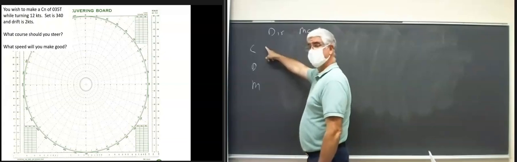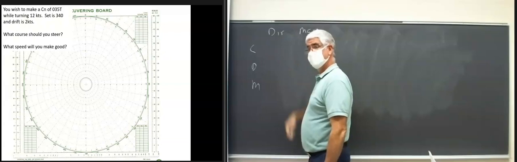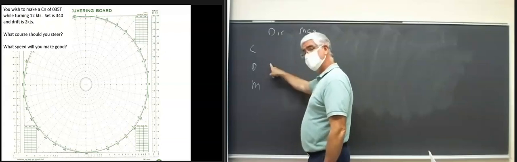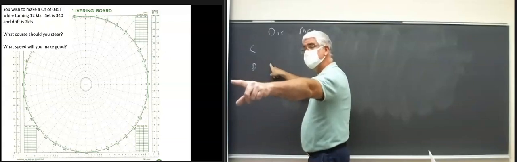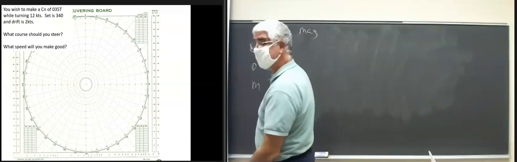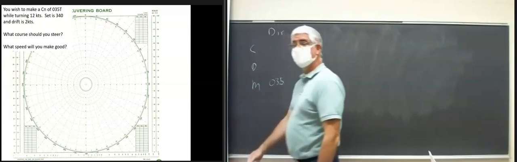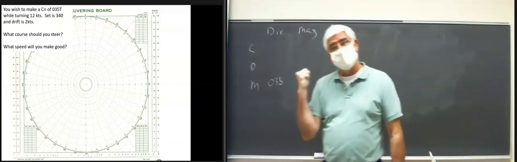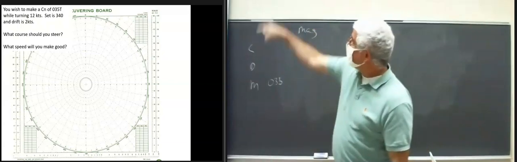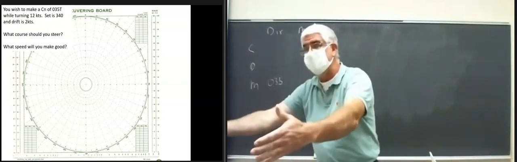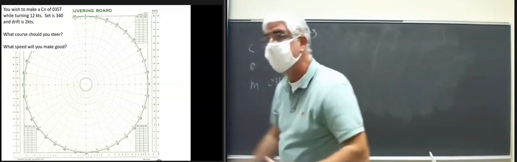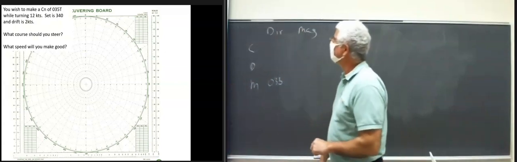Well, that's the direction of the current. Well, that's the direction you're going to steer. You want to do something. That's made good. Okay, right off the bat, you got to be able to recognize that. It's tricky stuff. That's why we're doing this. If you want to make something, that's what you're going to make good. Okay, cool. So that's where that goes.